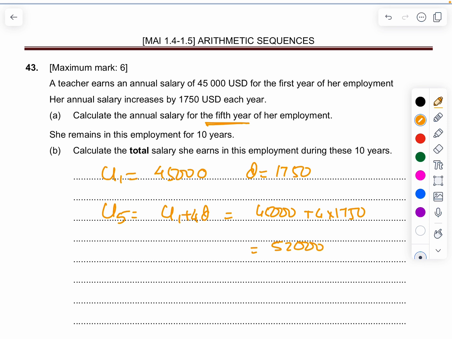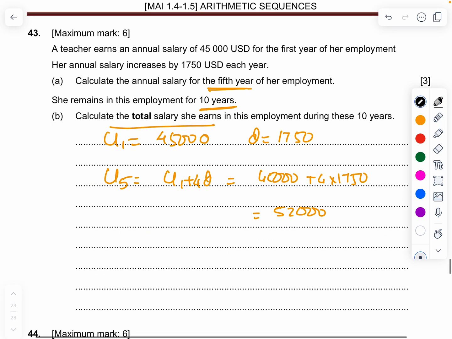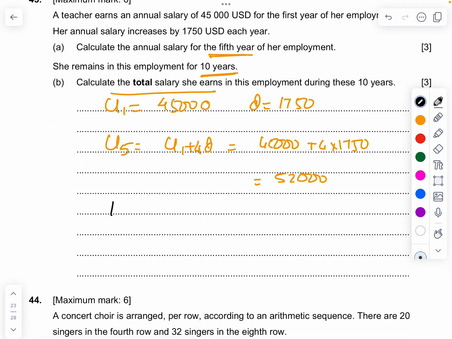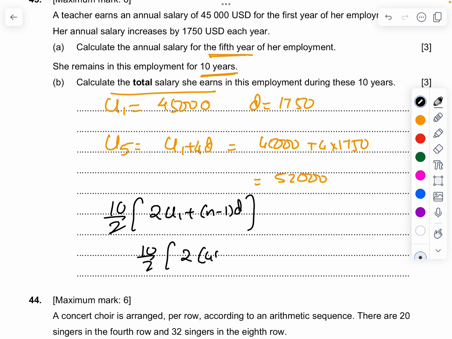She remains in employment for 10 years. Calculate the total salary she earns in these 10 years. So 10 upon 2 times 2 times U1 plus n minus 1 times D. So 10 upon 2 times 45,000 plus 9 times D, 1,750. Simplify that, you should be getting $528,750.